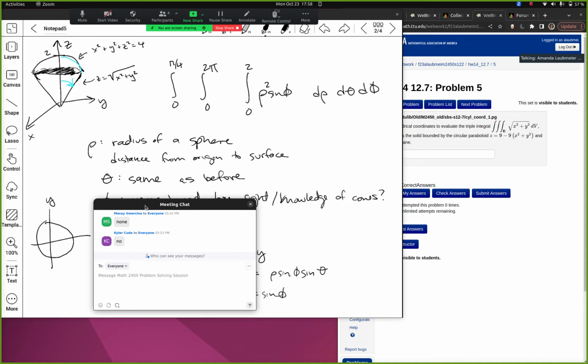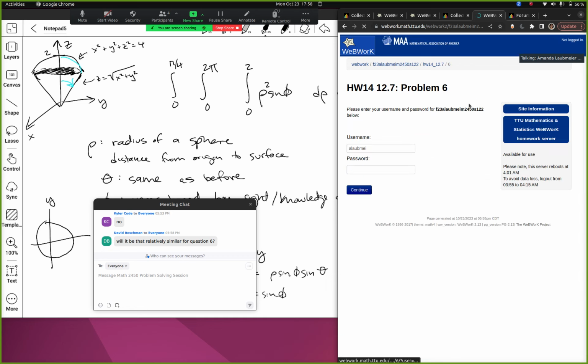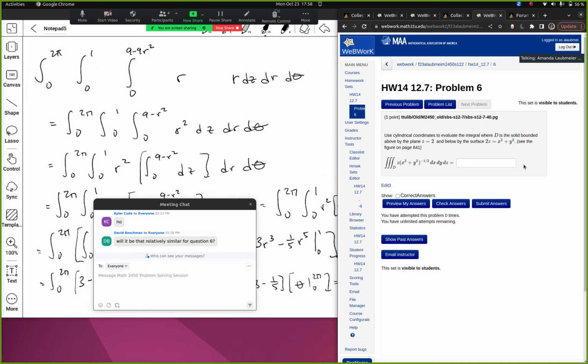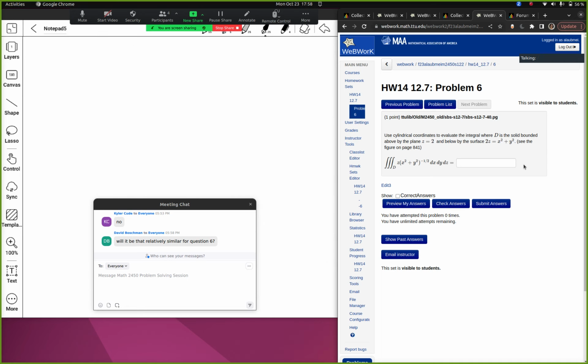We've got a few minutes. Was there anything else that you all wanted me to show, or anything that was sketchy when I wrote it down that you have clarifying questions about? For question 6, will it be relatively similar? Kind of. So this one's just tough because you have 2 surfaces to think about.